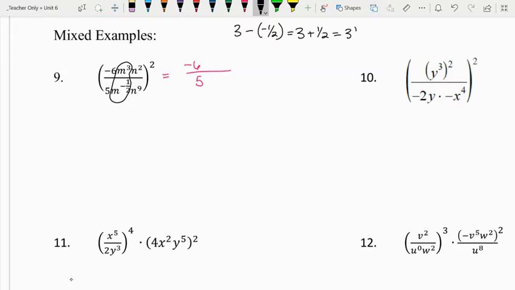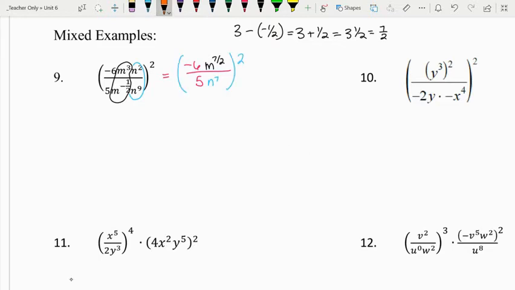Which gives me 3.5. Now you can keep it as 3.5, or you could rewrite it as 7 halves. I'm going to use 7 halves. Oh, not x. And it goes in the numerator because that's where the larger one is at. Now we have n squared over n to the 9th. That gives me n to the 7th, because 9 minus 2 is 7, goes where the 9 is at.